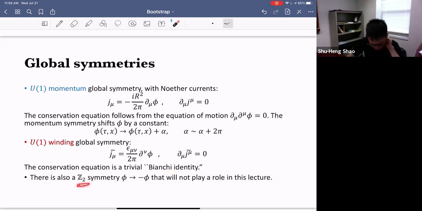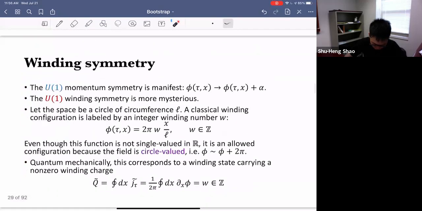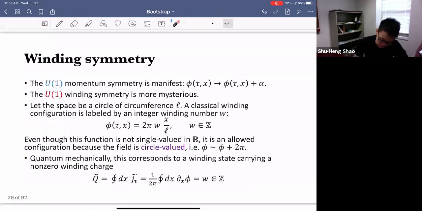Finally, there's an interesting Z2 symmetry that flips the sign of phi, but I will not talk about it in this talk. In other words, I will not go to the orbifold branch. I will stay on the c equals 1 circle branch. All right. So the momentum symmetry is quite manifest in this presentation. It shifts phi by a constant. The winding symmetry is more mysterious. So let's try to understand it better.